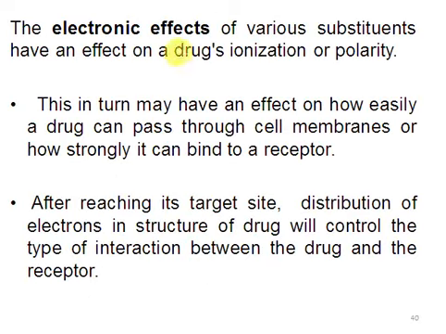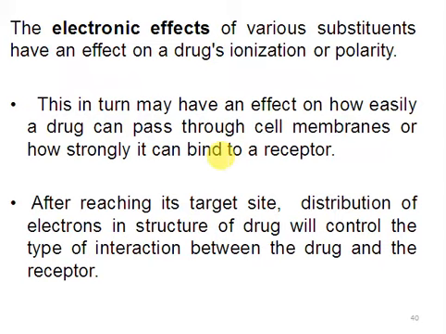Next we have electronic effects. Electronic effects include the inductive effect, the resonance effect, the field effect, and certain polarizations that can occur inside the molecule. The electronic effects of various substituents influence the drug's ionization and polarity. The extent to which a drug will be ionized, and the extent to which it will be polar, are all dependent on the electronic effects of the substituents present on the drug. These electronic effects determine how the drug can pass through the cell membrane or how strongly it will bind with the receptor.